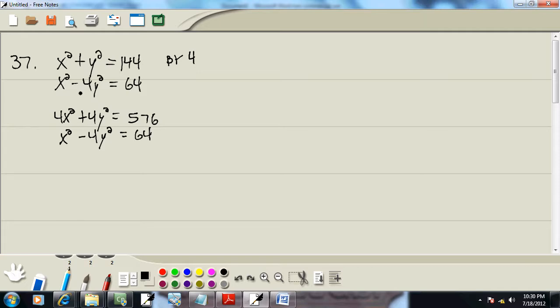Now you could eliminate either one. The x's might have been easy too because I just need to multiply one of them by negative 1. Now notice this is positive 4y squared and this is negative 4y squared. That was step 2. Step 3, add them together. 4x squared plus x squared gives us 5x squared. 4y squared minus 4y squared drops away, which it always will when they're additive inverses of each other. And that gives 640.